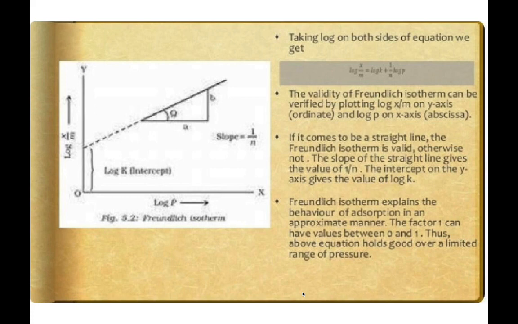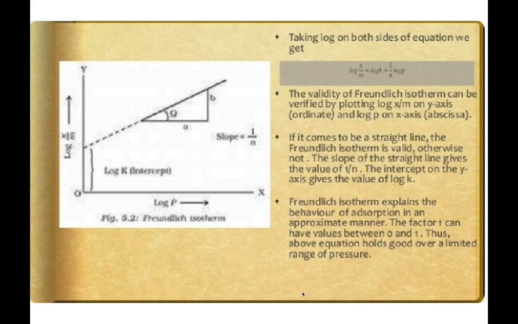Then you can take the log on both sides of the equation. You get log x/m = log k + (1/n) log p. The validity of the Freundlich isotherm can be verified if you plot log x/m on the y-axis, known as the ordinate, and log p on the x-axis, the abscissa. If it is a straight line, then we can say that the Freundlich isotherm is valid, otherwise it is not valid. The slope of the straight line gives the value of 1/n, and the intercept on the y-axis gives the value of log k.